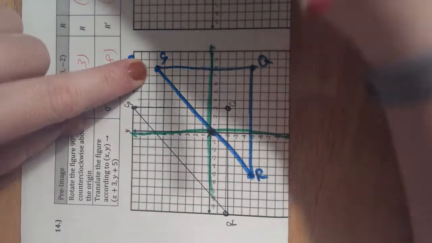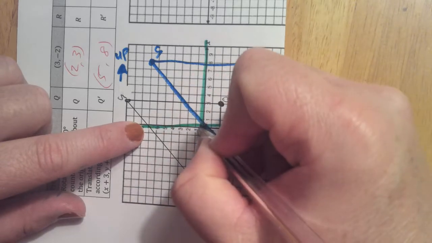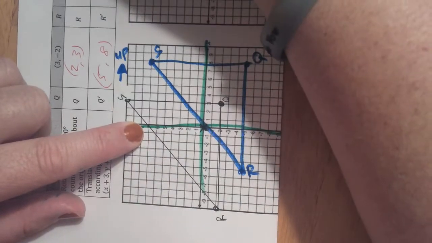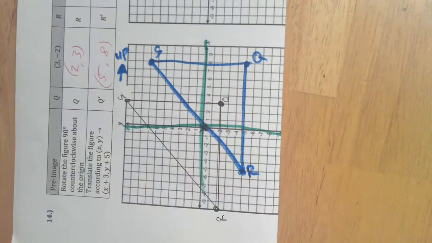So positive 8. Let me double check that one more time. 1, 2, 3, 4, 5, 6. It's negative 7. Negative 7, positive 8.